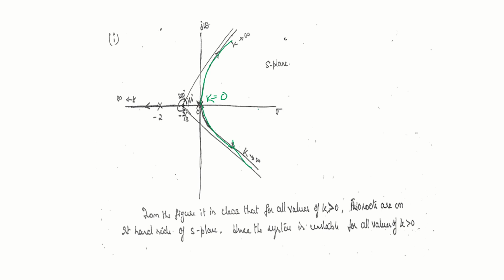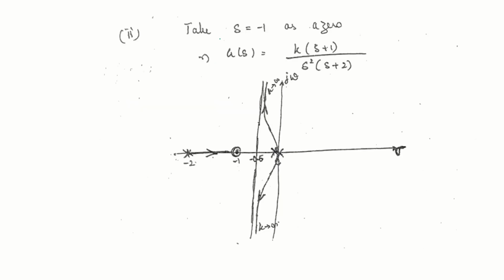Now let us solve this example introducing a 0. That is s plus 1. Now the root locus plot you can see here. For all values of k, the root locus is on the left hand side of the s plane. So the system will become stable. So that's all we have to show. Okay, done.